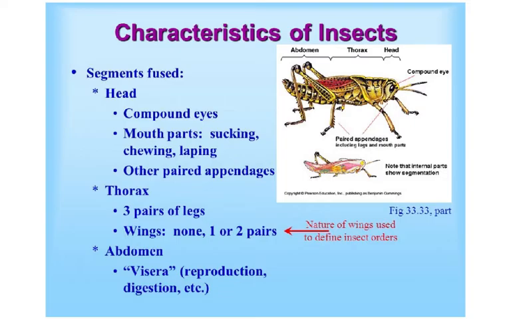Characteristics of insects: they have fused segments, a head, compound eyes, mouth parts for sucking, chewing, clapping, and other paired appendages. The thorax has three pairs of legs and wings: none, one, or two pairs. So wings are very variable. They can be no wings, one, or two pairs. And the abdomen has the viscera, reproduction and digestion.